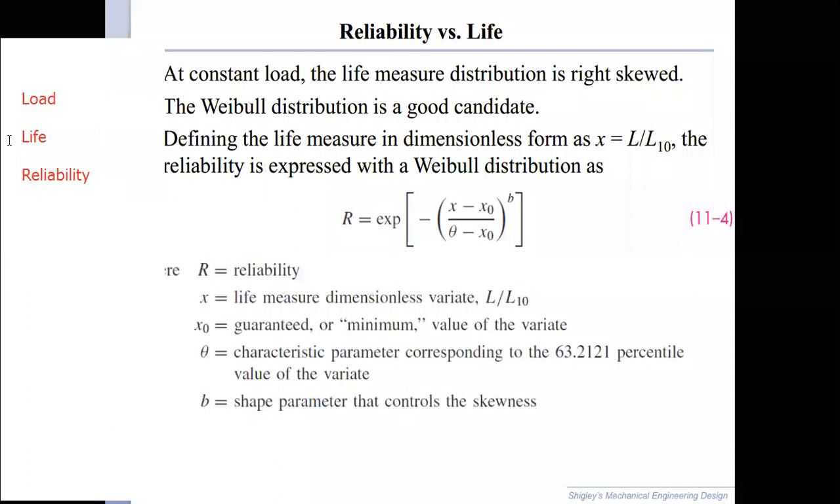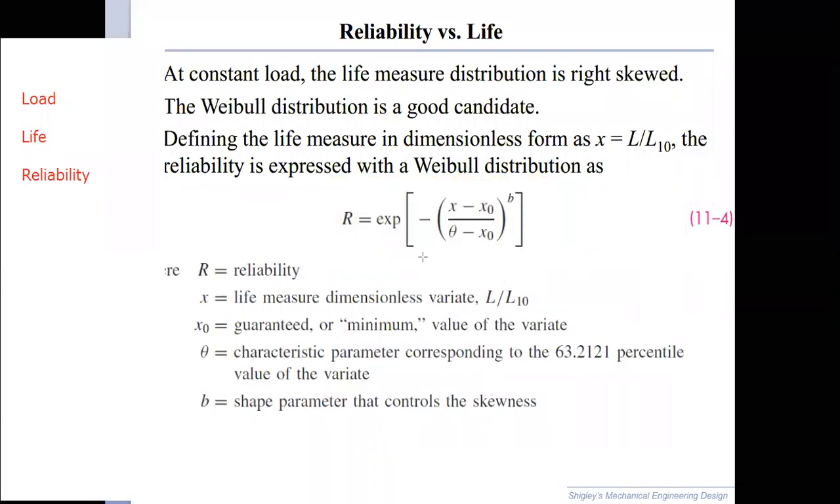ठीक है जी. So there is a relationship between all these three, and there is a distribution that is called Weibull distribution. ठीक है जी. If you are interested in it, go ahead and look for Weibull distribution. लेकिन हम यहाँ पे इसको ऐसे ही स्टेट करेंगे कि Weibull distribution is a good candidate for expressing the reliability of a bearing. और ये उसके लिए इक्वेशन है, which is R equals exponent of minus ((x minus x0) over (theta minus x0)) to the power b. अब ये जो पैरामीटर्स हैं, b, theta, x0, these are known as Weibull parameters.